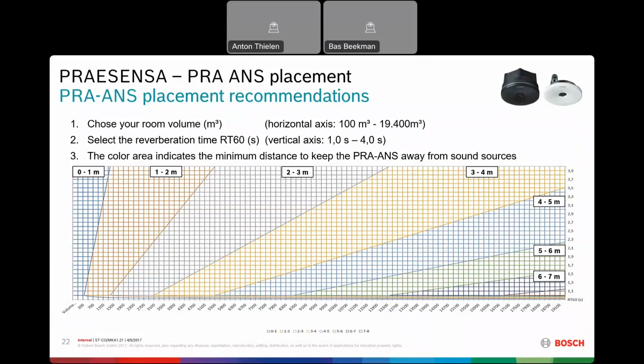So for example, when you have a room of 2000 or 3000, here you can see 2500 cubic meters, and you have a reverberation of 2.5 seconds, you're somewhere in that area of 2-3 meters. So that's just something which could help you in your positioning.